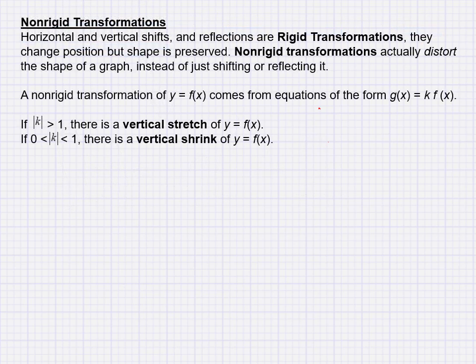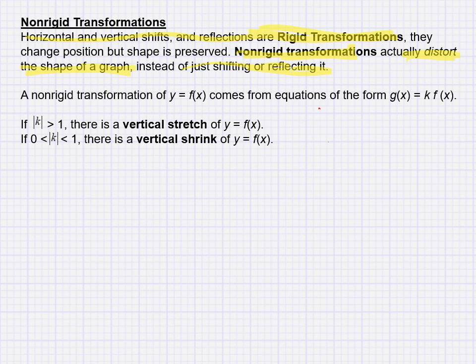This type of transformation are what we call non-rigid transformations. All the ones that we've already discussed, horizontal, vertical shifts, as well as reflections, they are all considered to be rigid transformations in that the shape and the curvature of the graph do not change. We just pick that curve up and place it down in a different location. Then there are non-rigid transformations. And what they do is they'll distort the shape of the graph, okay? Not just shift it and reflect it. They will actually change the curvature of the graph.